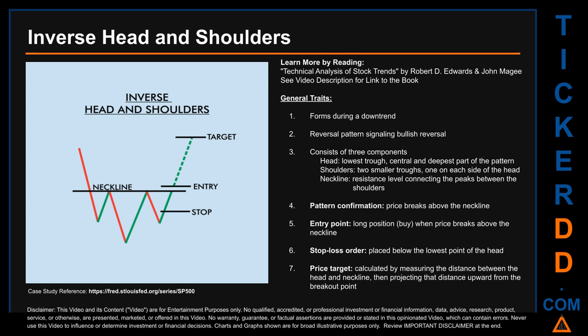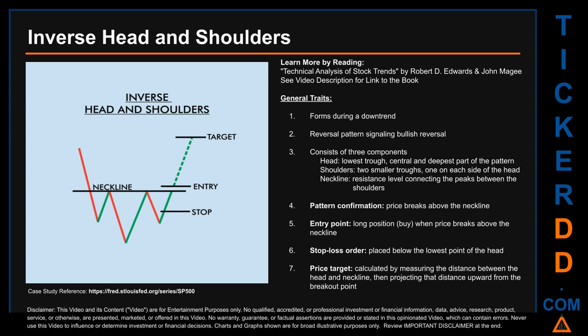Reversal and breakout. In September 2009, the S&P 500 broke above the neckline, the resistance level that connects the peaks between the shoulders and the head, signaling the completion of the inverse head and shoulders pattern and the beginning of a new uptrend. The breakout marked the end of the downtrend, and the S&P 500 entered a sustained uptrend that would continue for several years, eventually leading to new all-time highs.